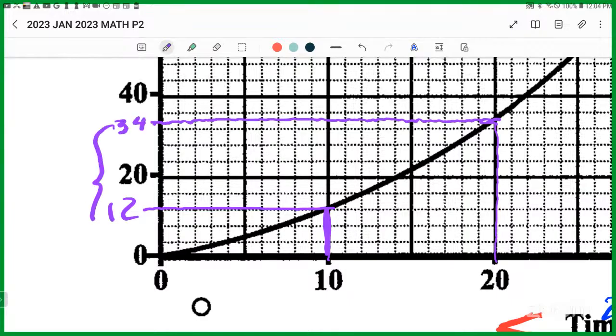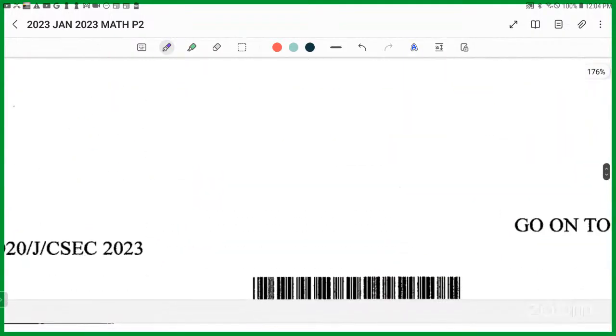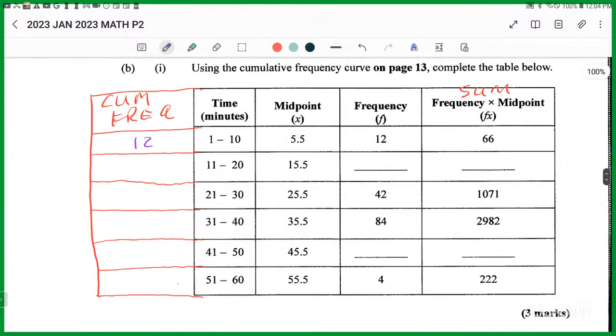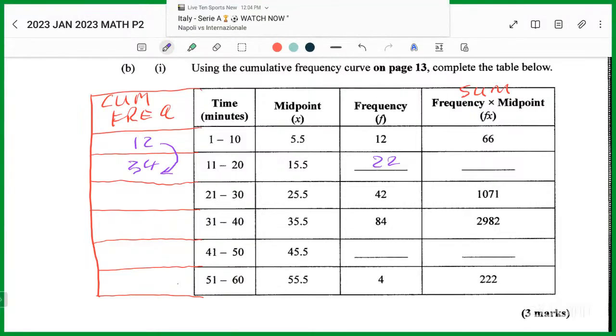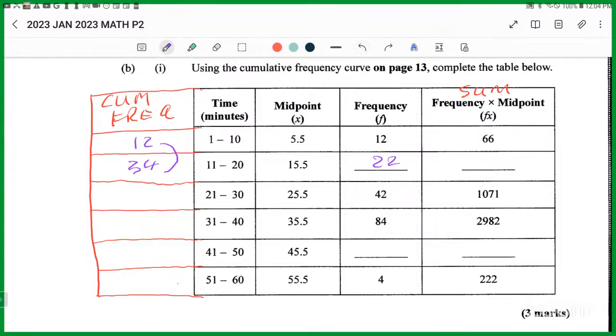So in between here and here is 34 minus 12, that's 22. So the second interval is 22, right here, because the cumulative frequency that matches 20 is 34. You can see that you have to add 22 to this to get 34. That's why this frequency is 22. All right, let's look at the next one.